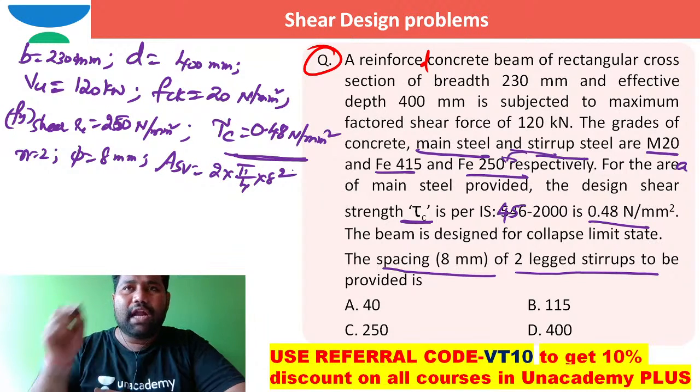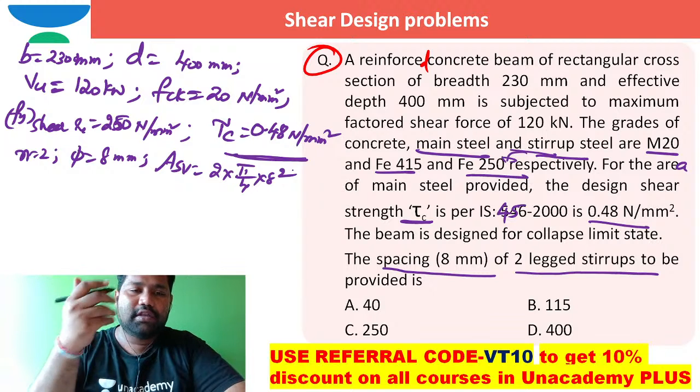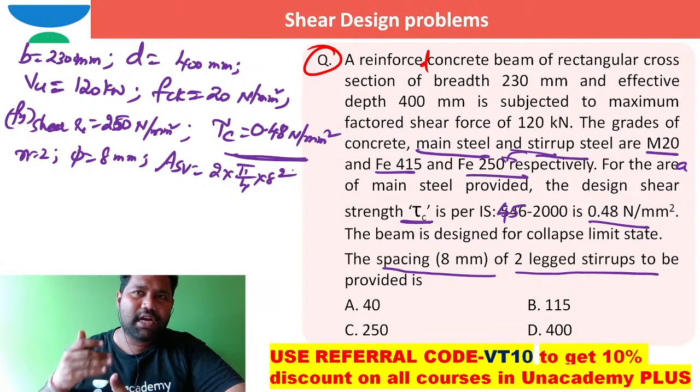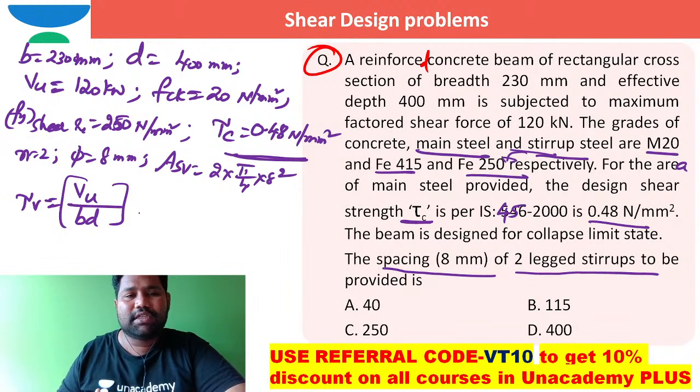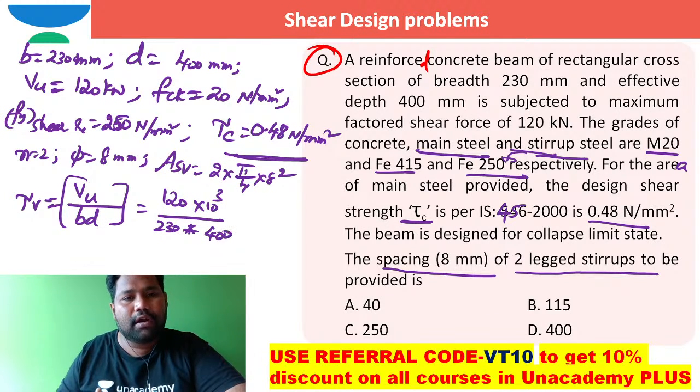Some people will ask, sir, shall I use case 1, case 2, or case 3? To understand whether it is case 1, case 2, or case 3, I need to compare tau v and tau c. So, can I work out tau v? Tau v is the average shear stress developed, which is the maximum factored shear force by the cross-sectional area, which is b into effective depth d, the shear area. Vu is 120 kilonewton, so I can write 120 into 10 cubed by b, 230 millimeter, into effective depth 400. This answer is in Newton per millimeter square.